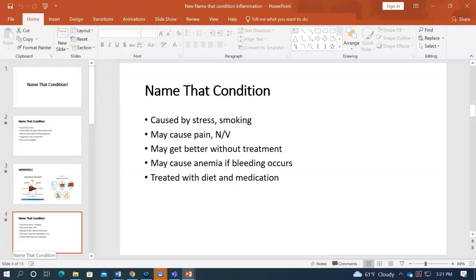I think I'm going to pause it. We have a next activity about name that condition. This is to review the hepatitis. We'll see how you do.